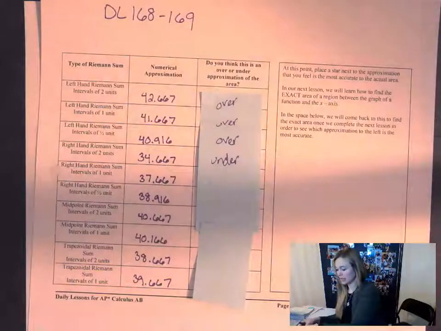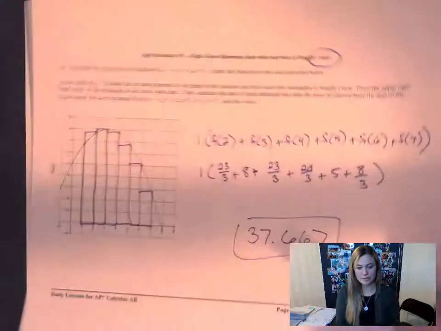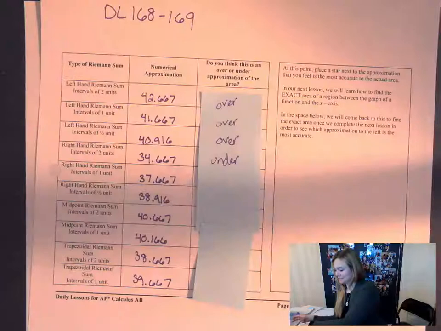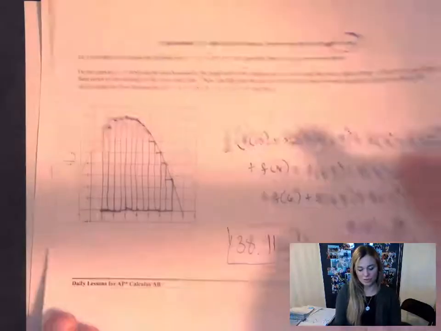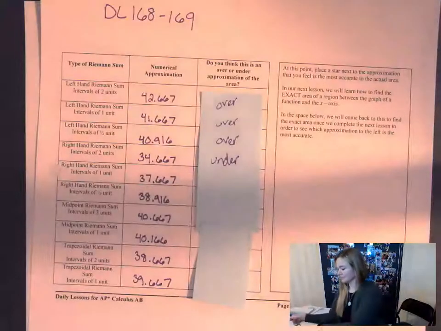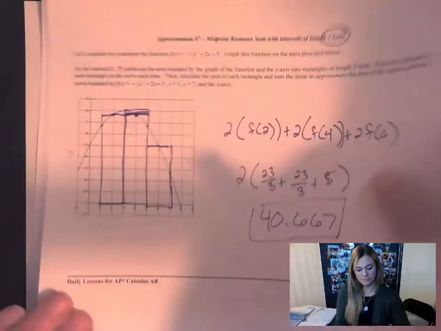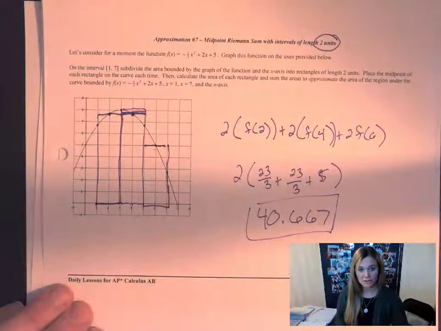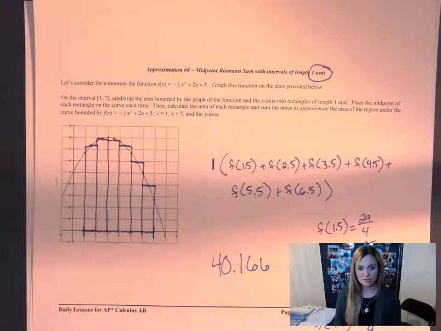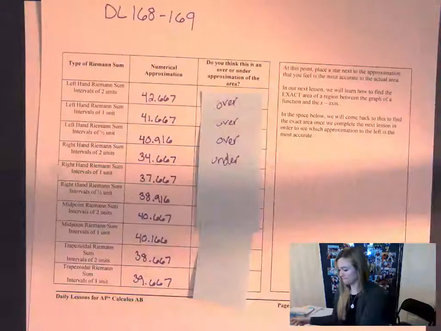So what do you think about this one? Over or under approximation? What do you think about this one? Over or under approximation? What about this one? Over or under approximation? And really, we're guessing here. How about this one? Over or under? And now we're getting into trapezoids. What about this one?